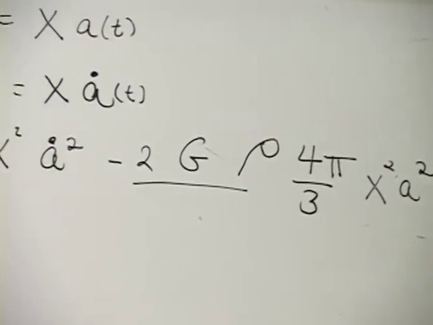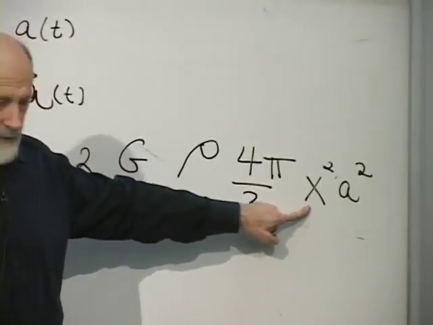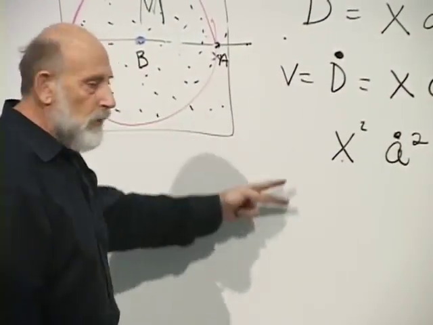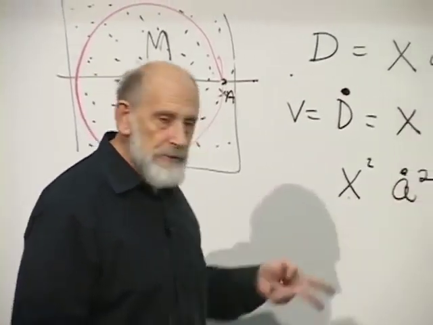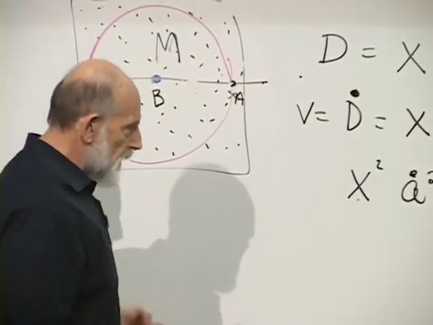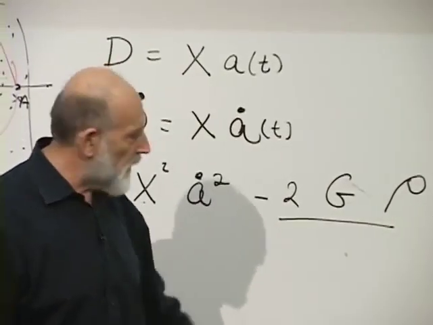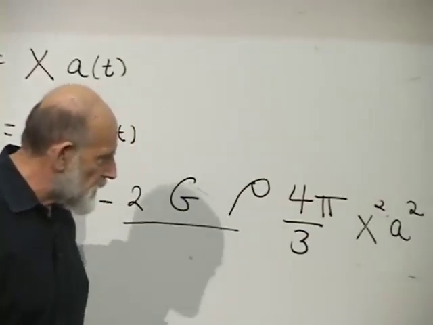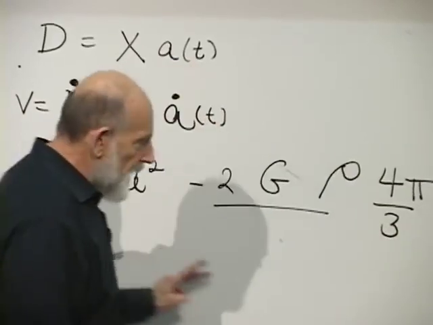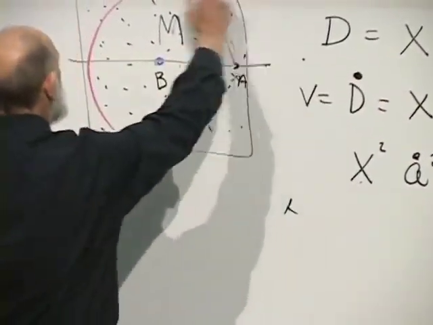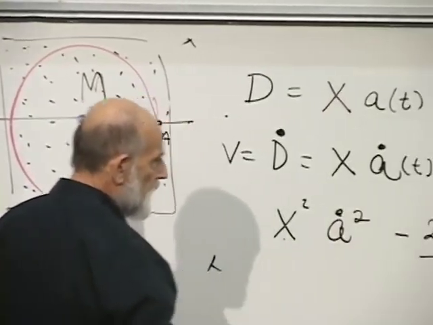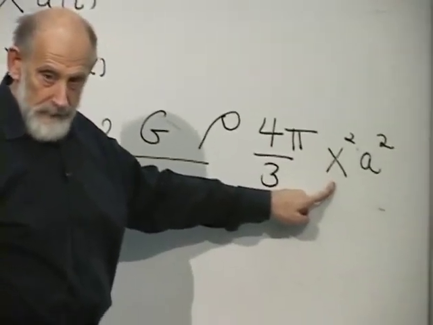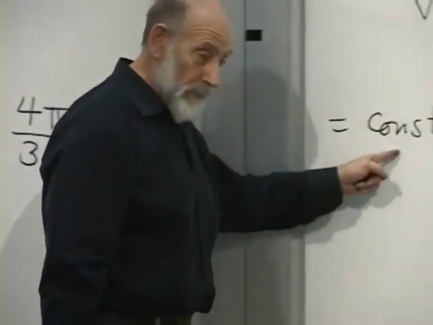Notice that both of these terms contain x squared. The other things that it contains do not depend on where you are, which galaxy you're talking about. A is the scale factor, that's the same everywhere. G is Newton's constant, that's the same everywhere. Rho is assumed to be the same everywhere. Certainly 4, 3, and pi are the same everywhere. The only thing that varies from place to place is x. So the left-hand side is proportional to x squared. That must mean that the right-hand side must be proportional to x squared.